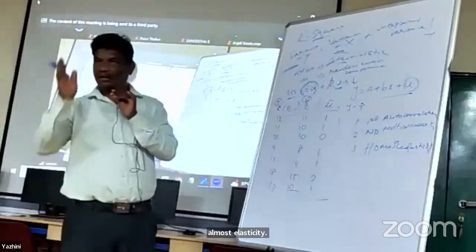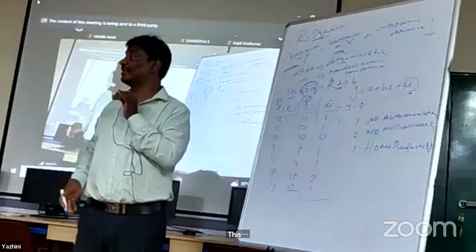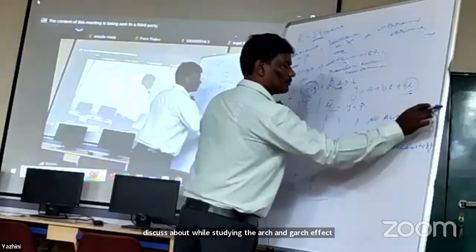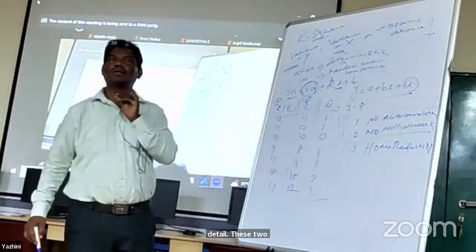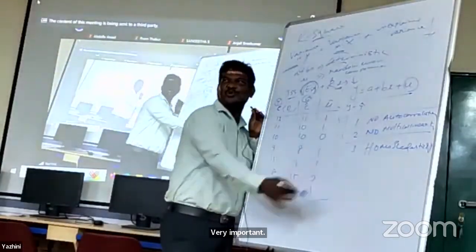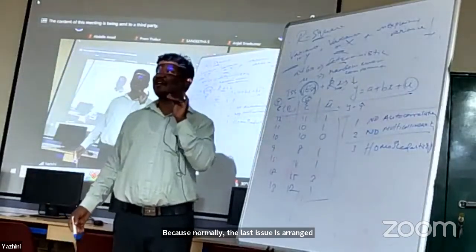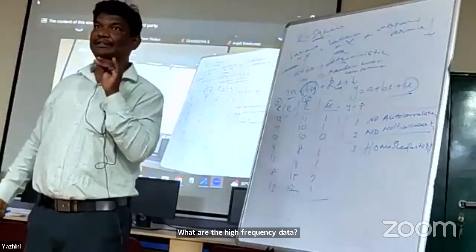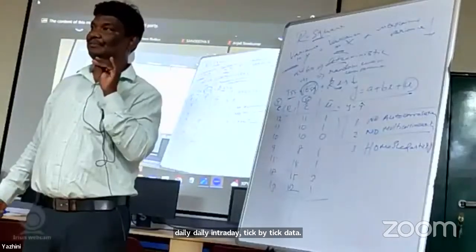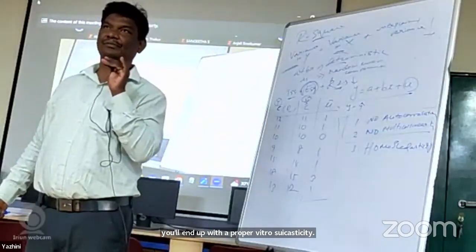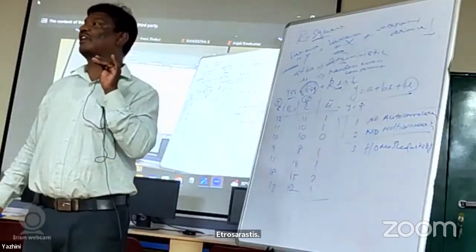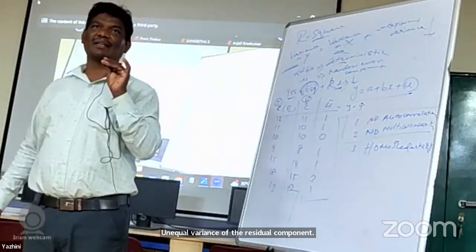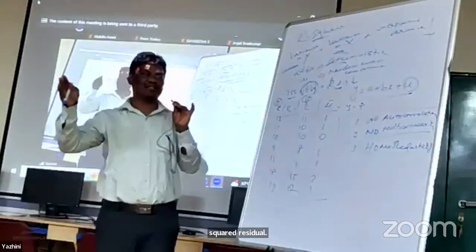We'll discuss this while studying the ARCH and GARCH effect in detail. The last issue normally arises with high frequency data. What is high frequency data? Daily, intraday, tick by tick data. You will end up with the problem of heteroscedasticity: unequal variance of the residual component, the squared residual. That we'll discuss under the ARCH and GARCH effect later.